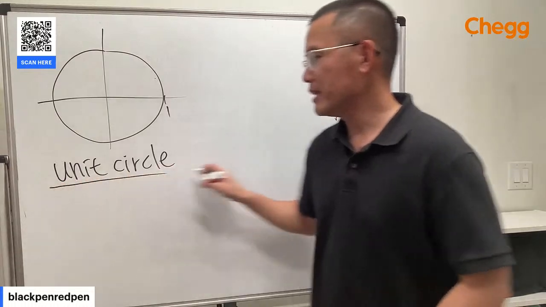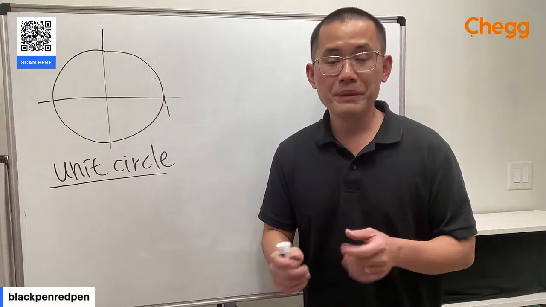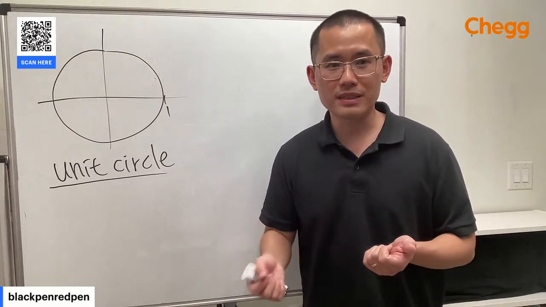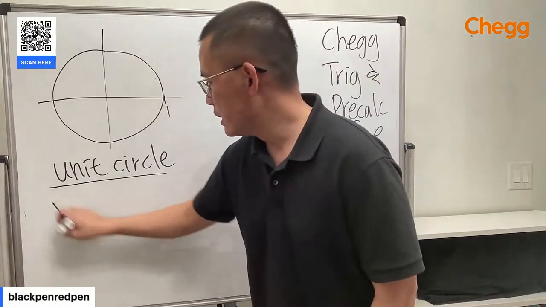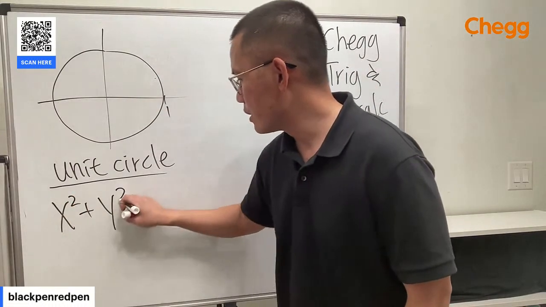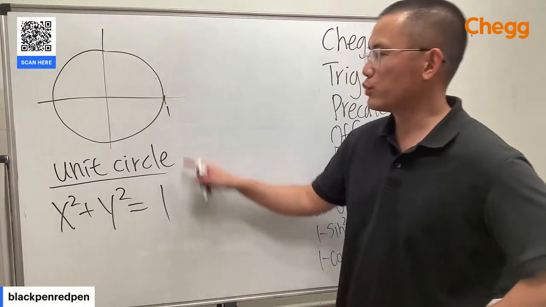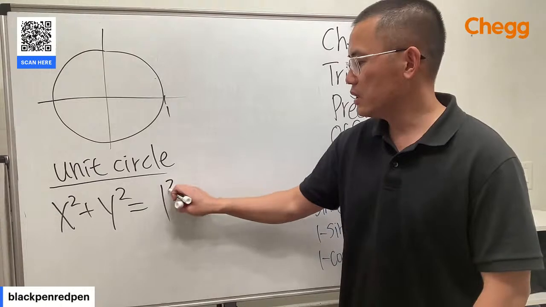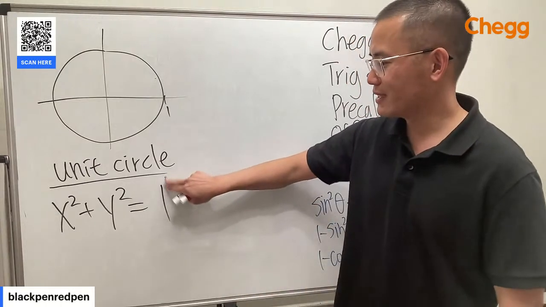Firstly, let's think about the equation of a circle when the center is at 0, 0. In fact, just x squared plus y squared is equal to 1. So the equation for this is just x squared plus y squared is equal to 1. This is the equation of the circle with the radius equal to 1. Technically, 1 squared, but 1 squared is just 1, so there's no need for that.